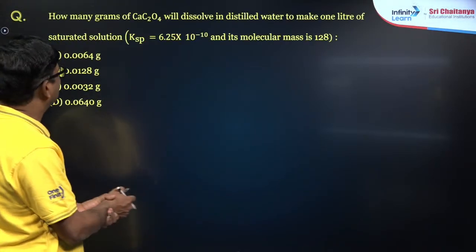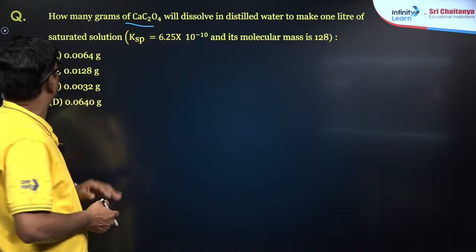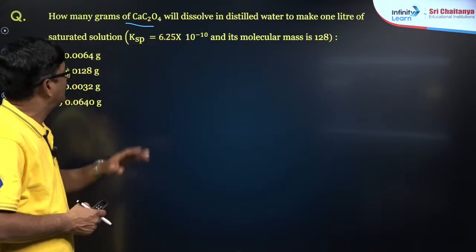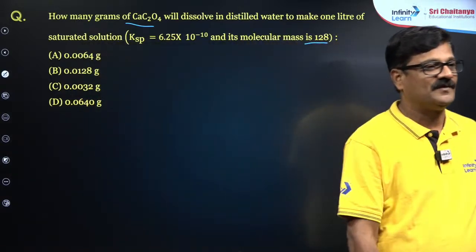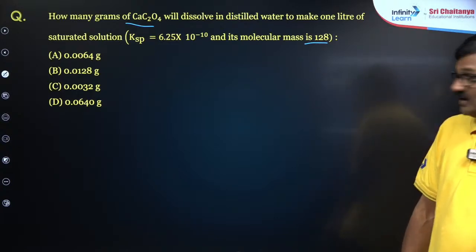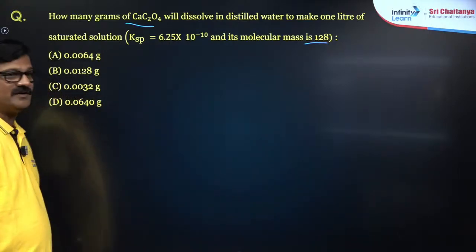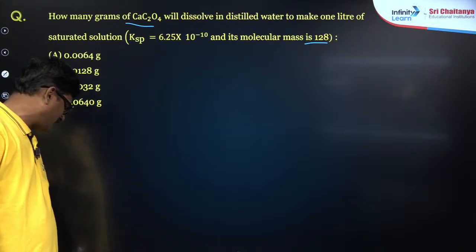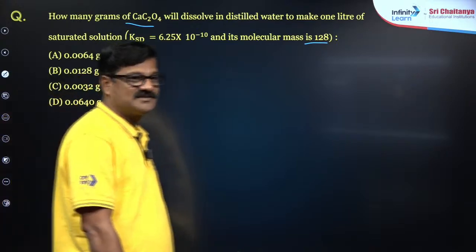How many grams of calcium oxalate will dissolve in distilled water to make 1 liter of saturated solution? Its Ksp value is given. The molecular mass of calcium oxalate is given as 128. Chitra, your answer was D. I agree. Okay. Now I want you to solve this question in this perfect way. Chitra, it is going to be the answer, beta. Quickly, I am expecting the answer.